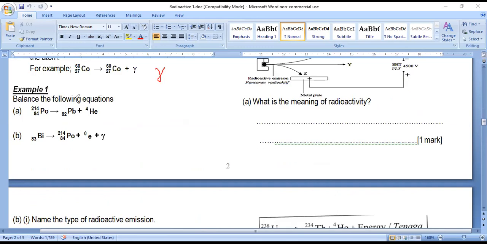Now let's say they ask you to balance the equation. You see this 214, this is 4, that means on top here must be 210. This is 84, this is 82, so you put 2 here: 82 plus 2 equals 84. Now this one you have to balance. We know that this one is 91, so 84 minus 1, you get 83. On top here, 214 plus 0, you get 214. This one is very easy because it doesn't change in terms of the neutron number, and it's very direct.